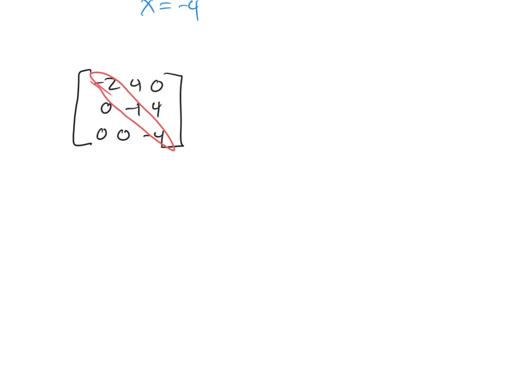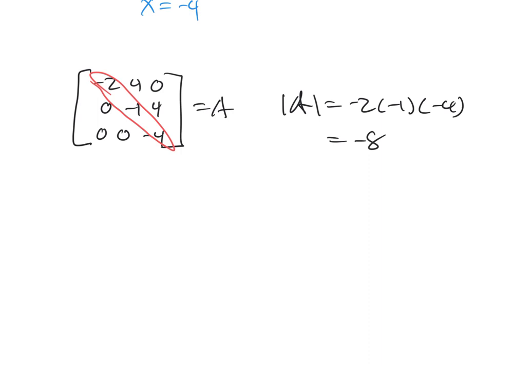One of the nice things about this is when we're trying to find the determinant of a triangular matrix, whether it's upper or lower, all we have to do is multiply the numbers along the main diagonal. So let's say that this is matrix A. The determinant of A is going to be -2 times -1 times -4, which is going to give me a value of -8. So my determinant is -8.